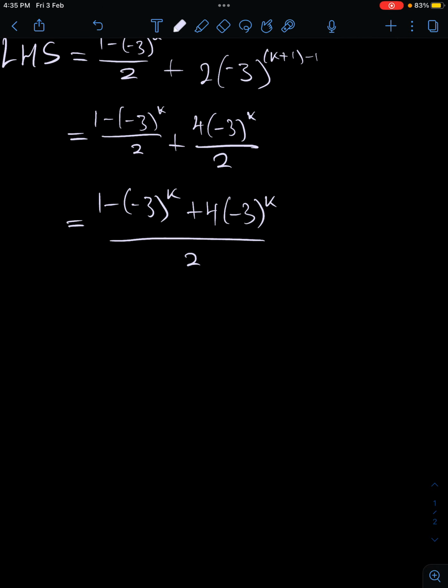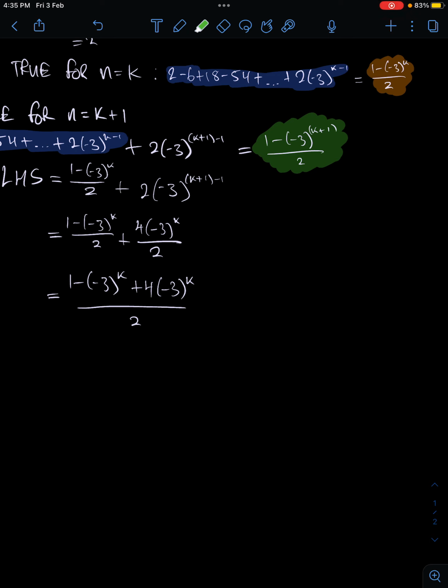Let me just grab another color. We need to get it to look like this up here. So what are the differences holding us back at the moment? Well, we've got a 4 up there, and we've got the k up here instead of k plus 1. So first things first, let's get rid of the 4, which is a much easier way.